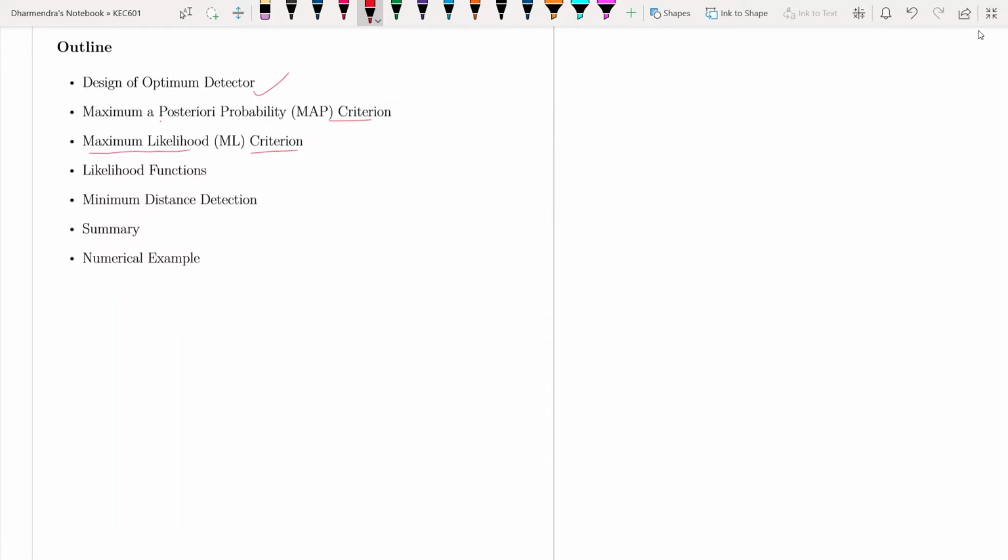Okay, and what are the likelihood function, how to define it, and then we'll discuss what is the minimum distance detection. And then I will summarize all these points related to optimum detectors. And then we'll do a numerical problem on this optimum detection.